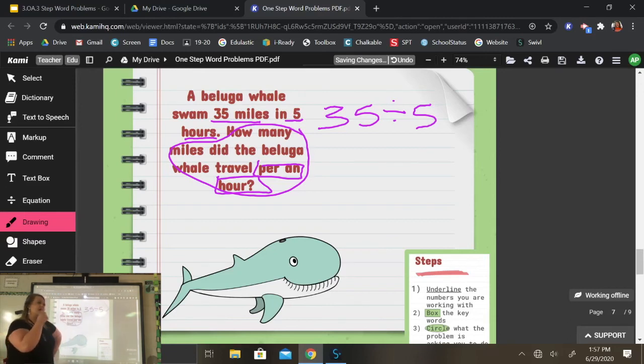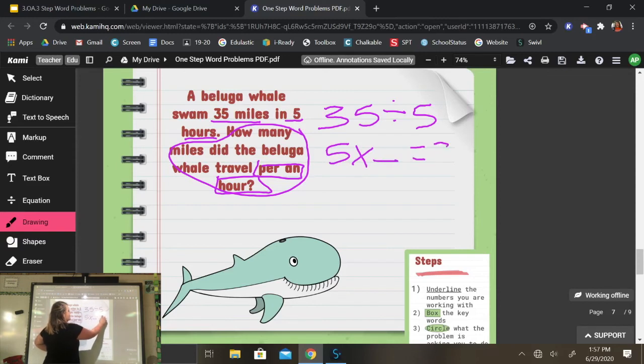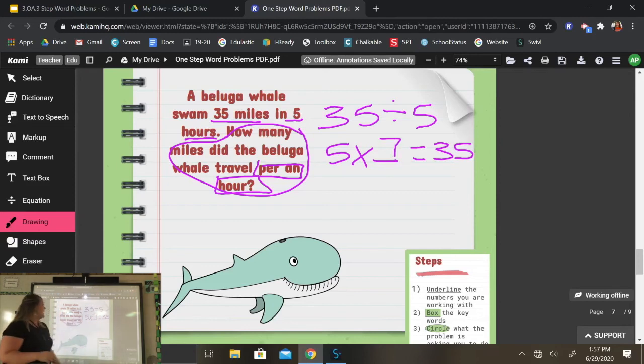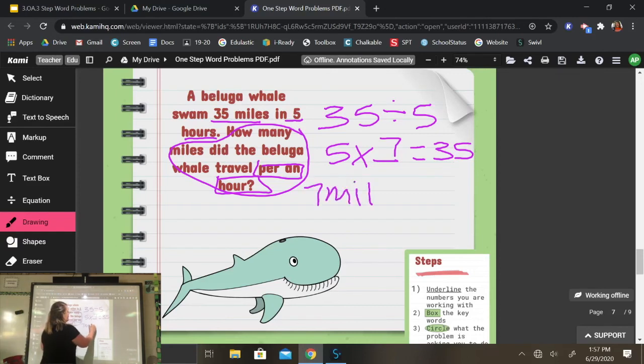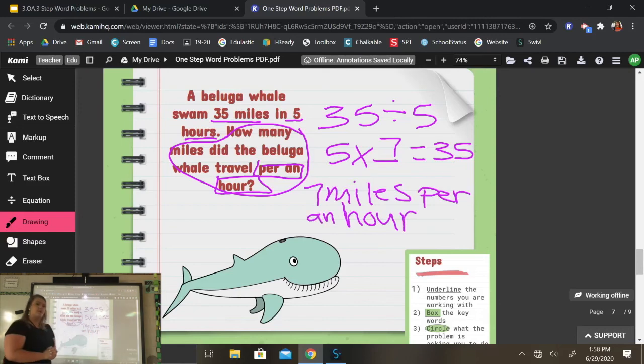35 divided by 5 is, what is 35 divided by 5? I know, we can do a fact family. 5 times what equals 35? 5 times 7 equals 35. The beluga whale is traveling 7 miles per an hour. So he can swim 7 miles per an hour.